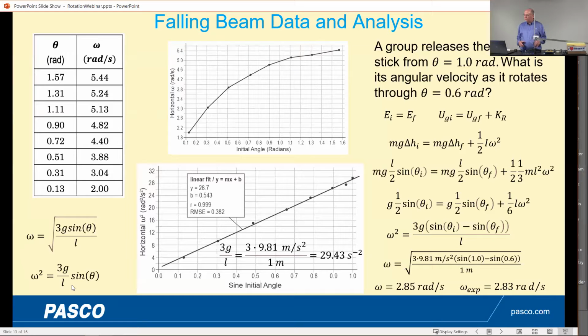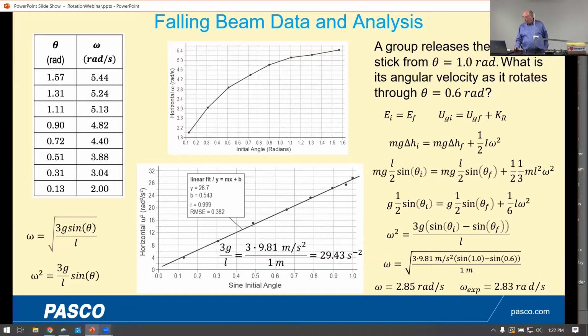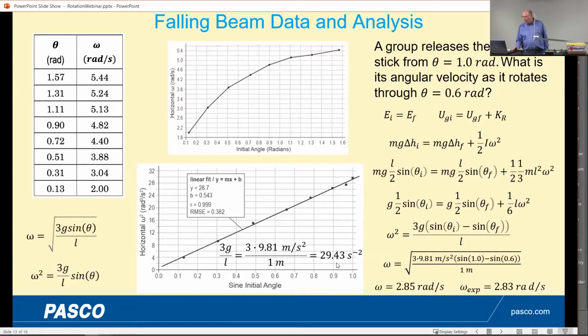So you could have them use the slope to find g or to find L, but by this time they know what g is, and finding the length of a meter stick, that's probably something they're not going to do. So I just have them calculate the theoretical slope as 3g over L, and it's 29.4, and we came up with 28.7. The units are 1 over second squared, same as the units on my slope.